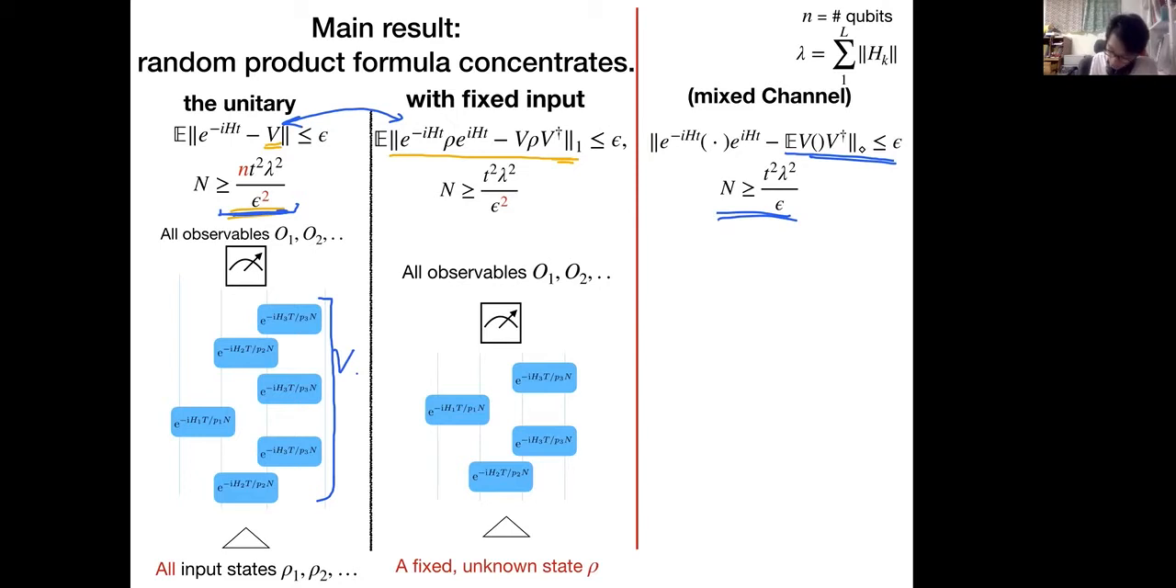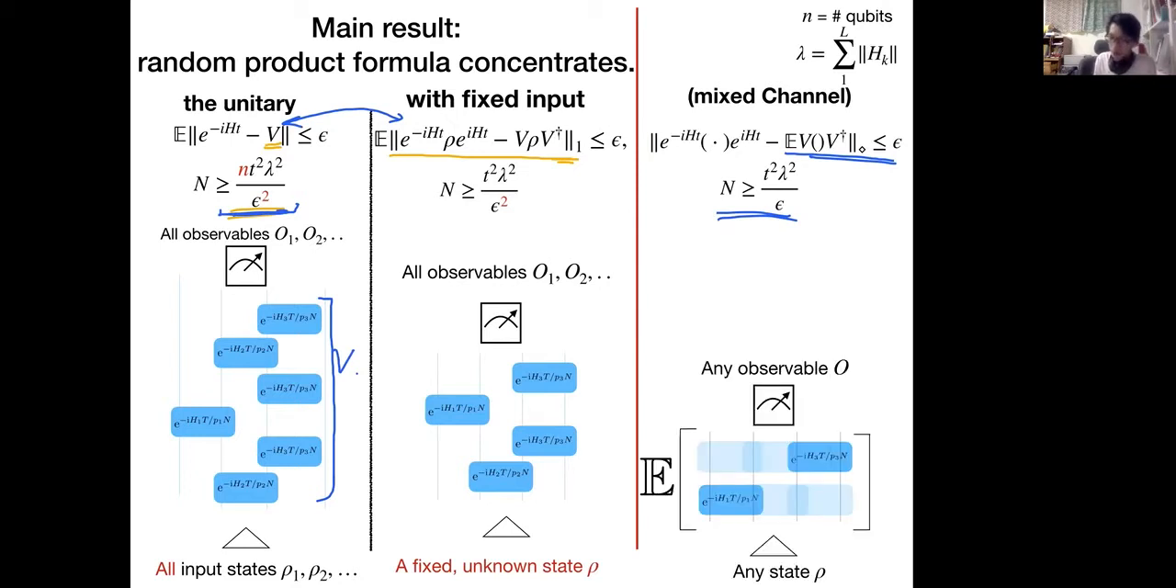Anyway, let's move on to the last case. In the mixed channel, you're allowed to use any state and any observable. However, you have to resample the gate sequence all the time. In contrast, our concentration result is all about a single instance.